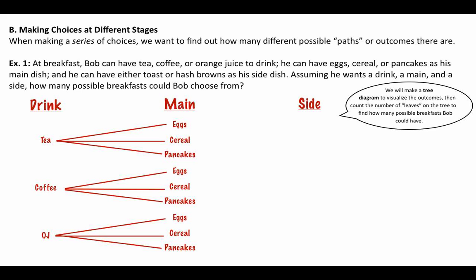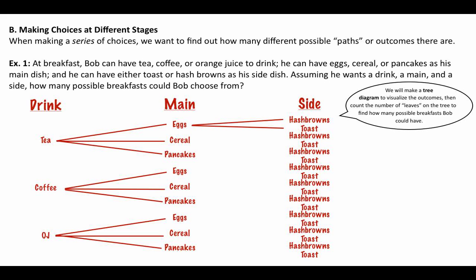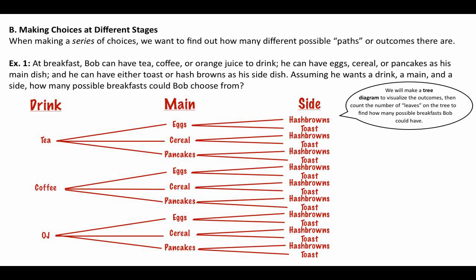So in stage 1, we had 3 choices. In stage 2, we also had 3 choices, but they compound, so that each of the first choices in stage 1 gets its own 3 different choices in stage 2. Let's say he chose tea and eggs. Now he's got his tea, he's got his eggs, he wants a side. He can either have his toast or his hash browns. Those are his 2 more choices, 2 more paths. From tea and eggs, you have 2 more paths to hash browns and toast. But from tea and cereal, tea and pancakes, coffee and eggs, coffee and cereal, coffee and pancakes, from all those other paths, he also has those same 2 choices of hash browns and toast.